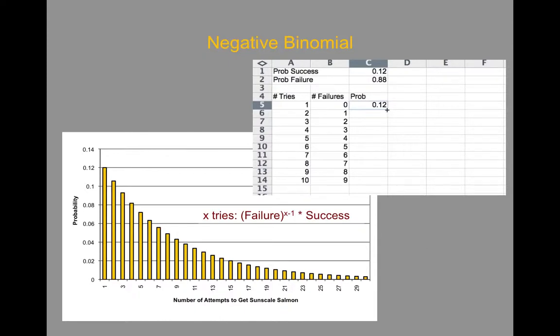Okay, so your first try, your probability of picking it up is 12%. That didn't work, and that's because the probability of success is constant. So I have to put $ signs in front of C2. Okay, probability of failure is constant. Probability of success is constant. I have to put $ signs in front of it, and that should do it.